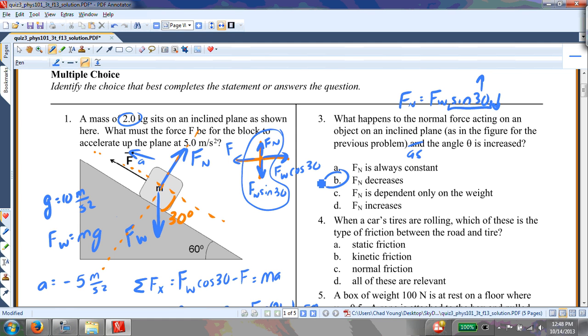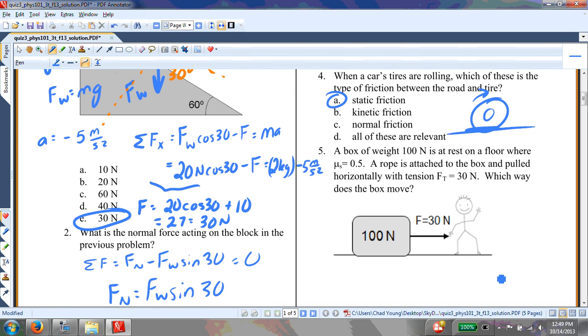When a car's tires are rolling, which of these is the type of friction between the road and the tire? All right, that's static friction. If you think about this, your tire, this is the road. As this tire rolls around, the surface of the tire and the surface of the road do not move in relation to one another. It's only when the tires lock up that you skid across the road, and then that's kinetic friction if you skid.